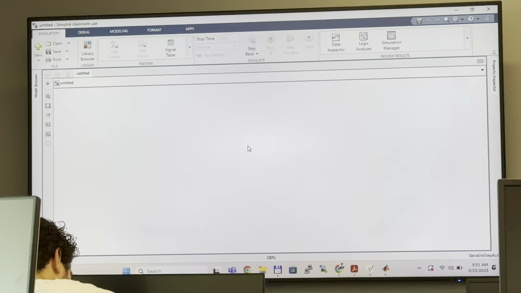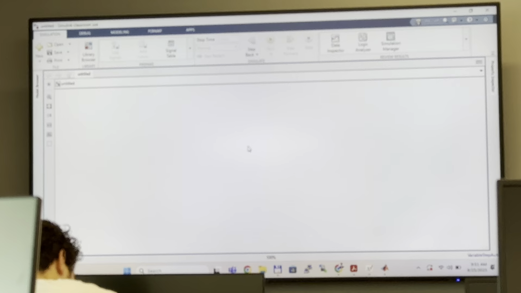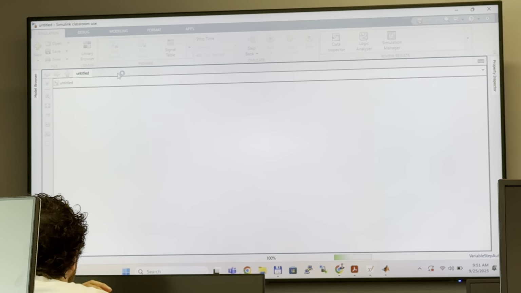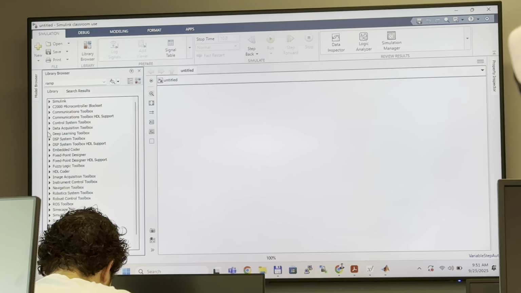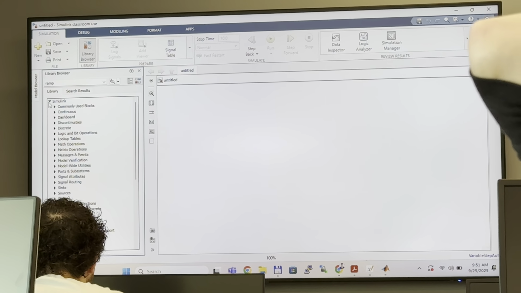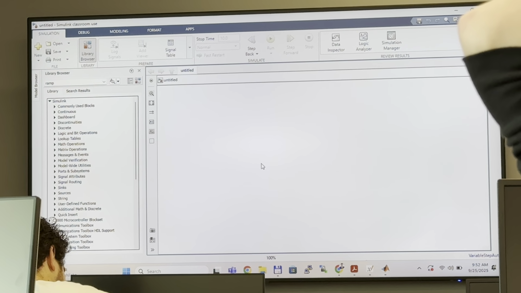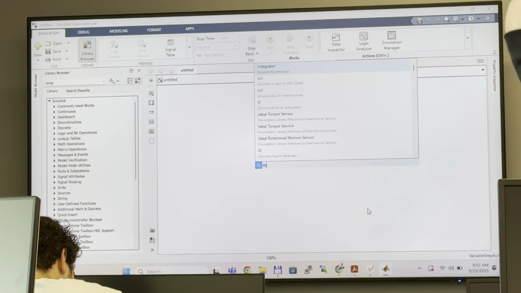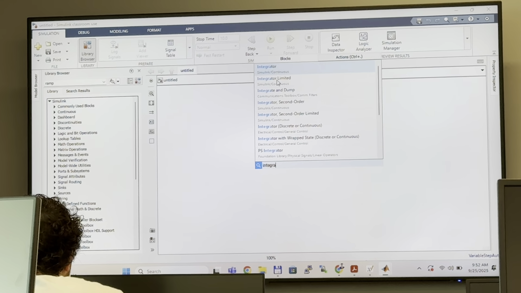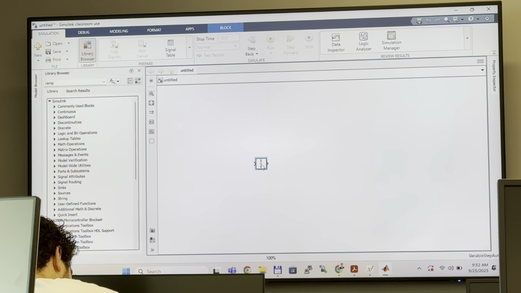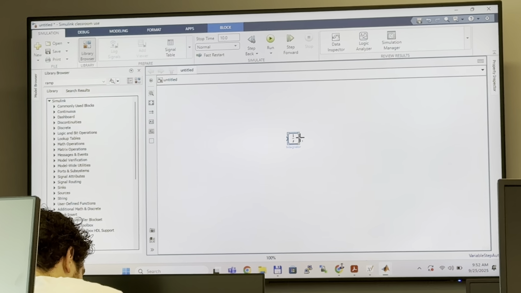This is not part of this course, but I'm just going to show you that the integrator is implemented right here. If you see this library browser, you can just simply type int. So this integrator block is simply 1 over S. 1 over S means integrator.